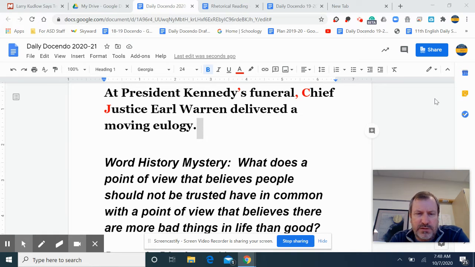Okay, let's take a look at Docendo, number 11. Last time I gave you the word history mystery. What does a point of view that believes people should not be trusted have in common with a point of view that believes there are more bad things in life than good? So we're kind of looking at two ways of looking at the world, both of them kind of negative. Any word come to mind when you think of these two ideas?